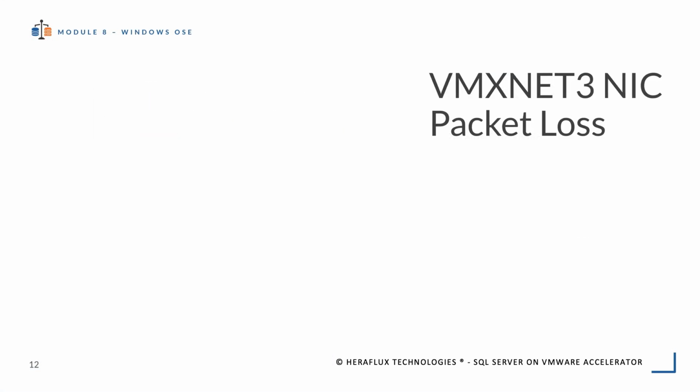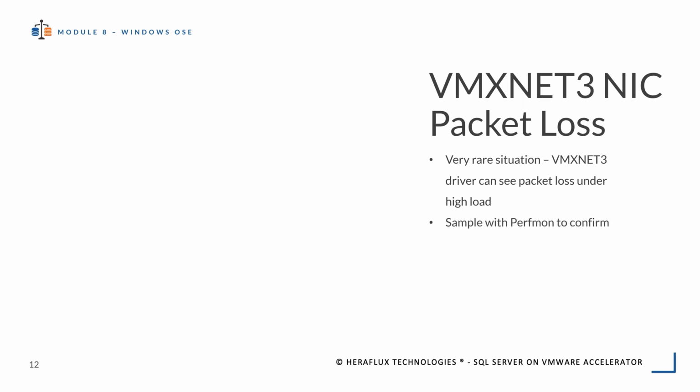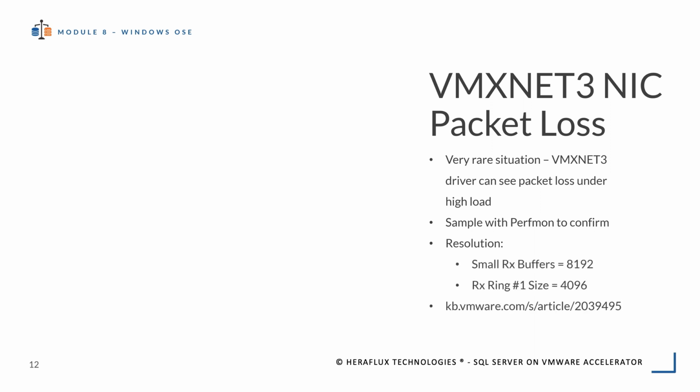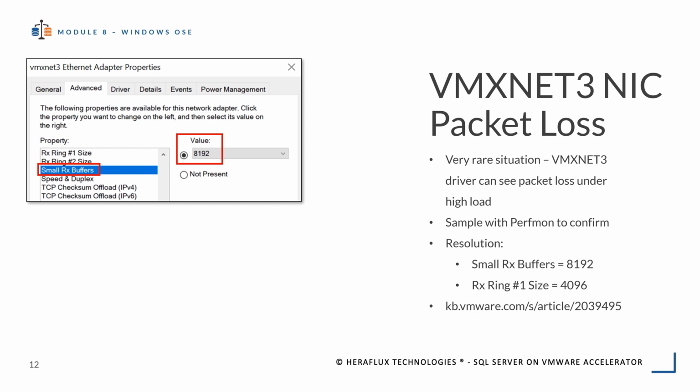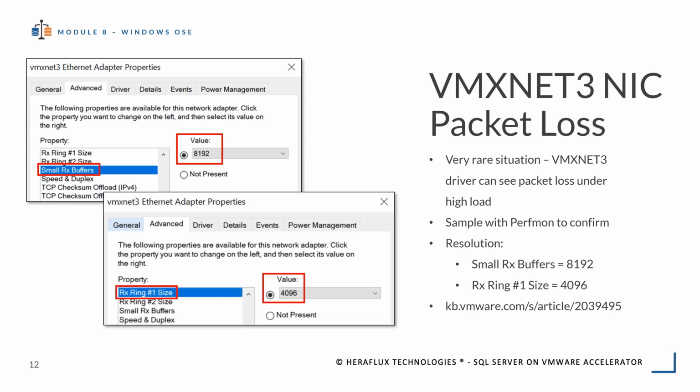VMware also has a couple of recommended settings for the transmit buffers and the ring sizes specifically for the VMXNet 3 adapter. These are rare situations where the VMXNet 3 network adapter can see a little bit of packet loss under very high loads. As a result, change the two settings highlighted on the screen to ensure that you'll never see this problem. The VMware Knowledge Base article on the screen will give you more details.